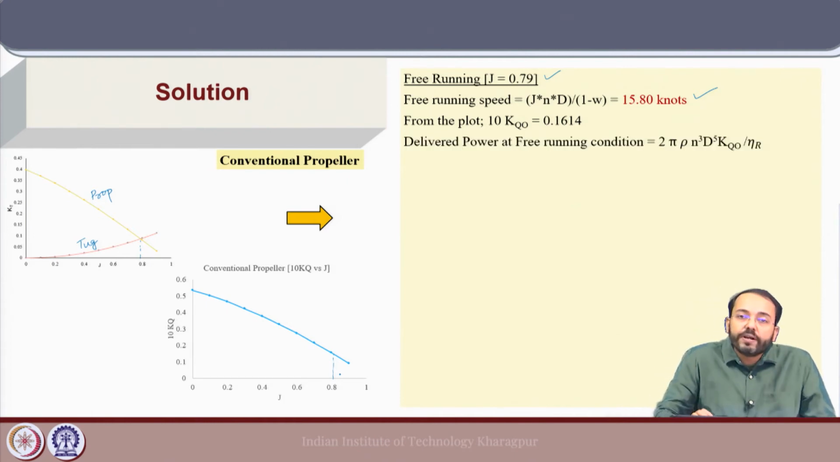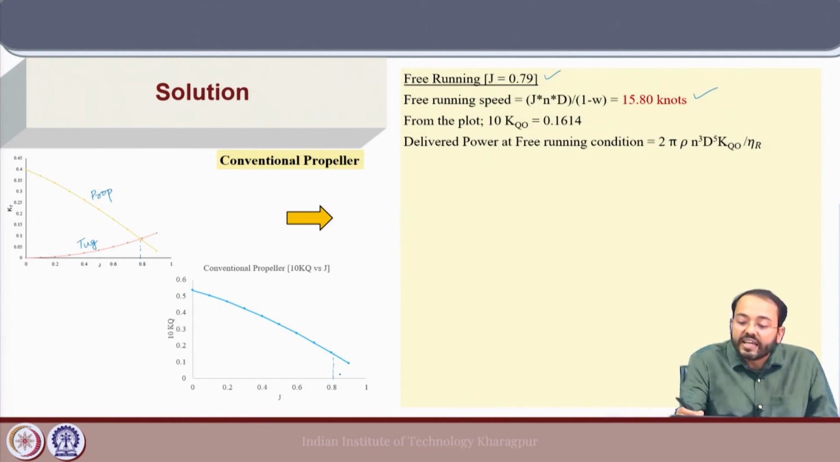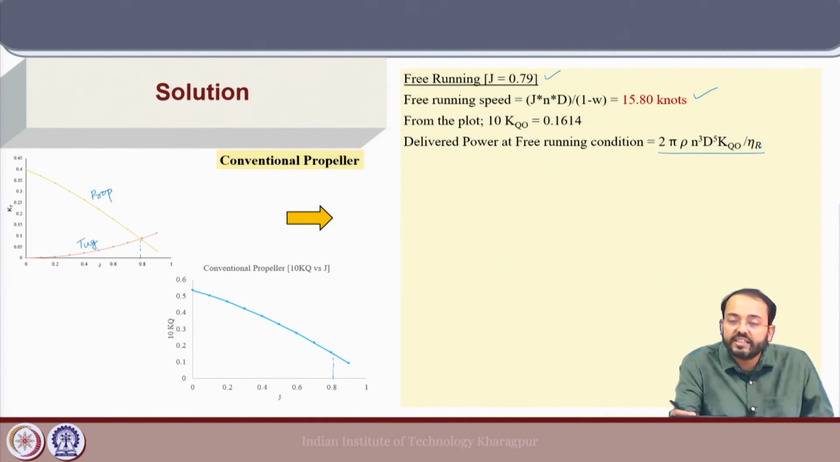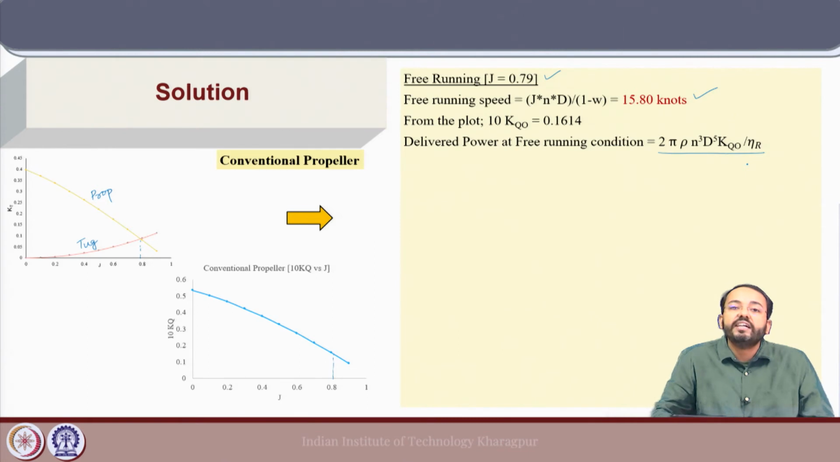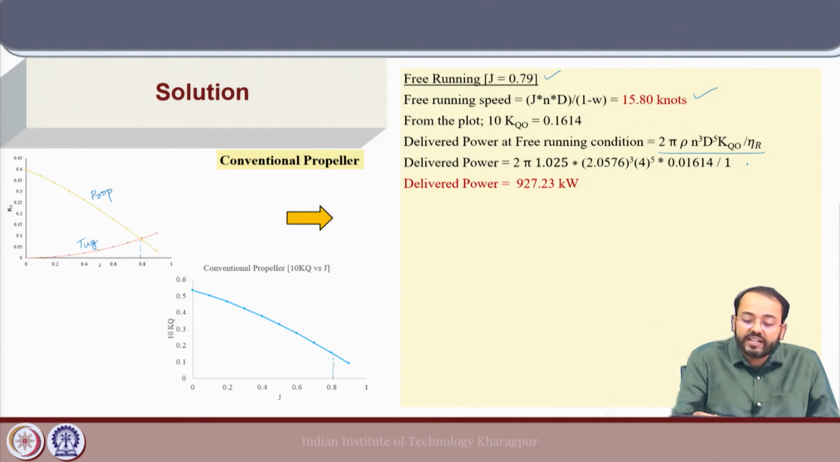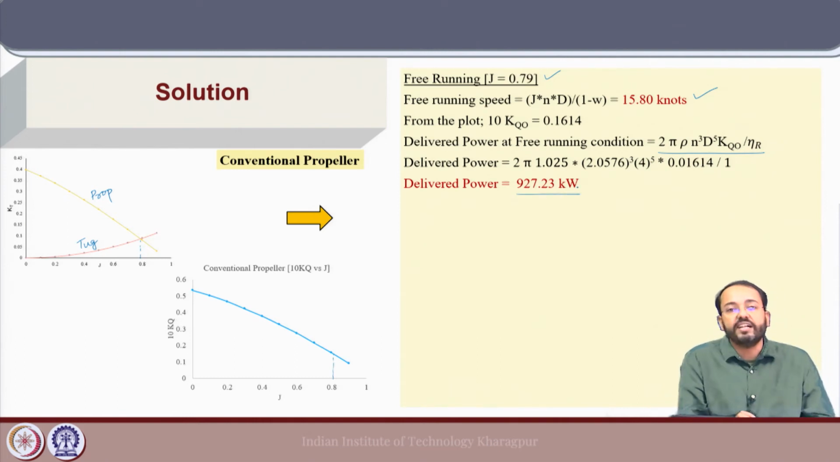Now, the open water torque coefficient can be used to calculate the delivered power in the free running condition using this expression, where the relative rotative efficiency value is used, and finally the delivered power is calculated in the free running condition.